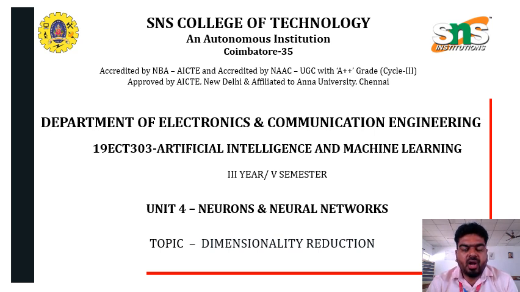And today, in our Artificial Intelligence and Machine Learning lecture series, we are going to discuss the topic dimensionality reduction. This topic comes under unit number 4, that is neurons and neural networks. Already we know what a dimensionality is, which we discussed in the very first unit, the fundamentals of artificial intelligence and machine learning. We have also discussed the drawbacks we face when increasing the dimensionality. Dimensionality means increasing the features. So how we can reduce the dimensionality, that we are going to discuss in this topic. Let's directly get into the topic.